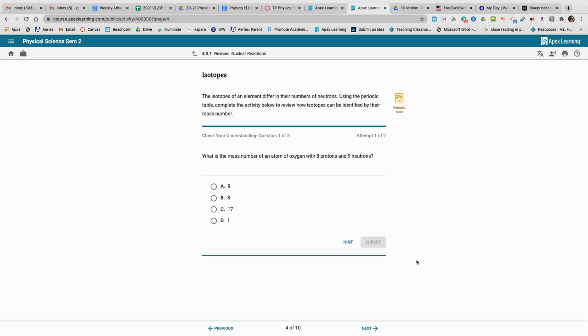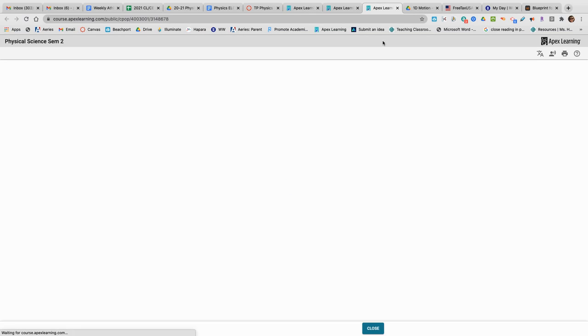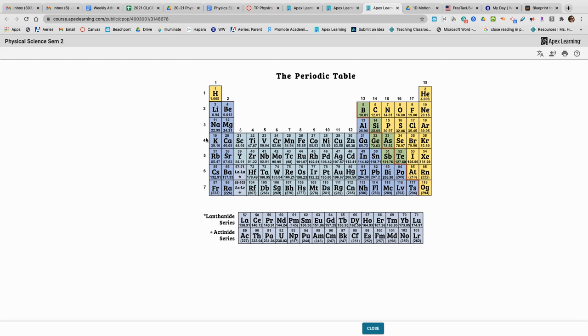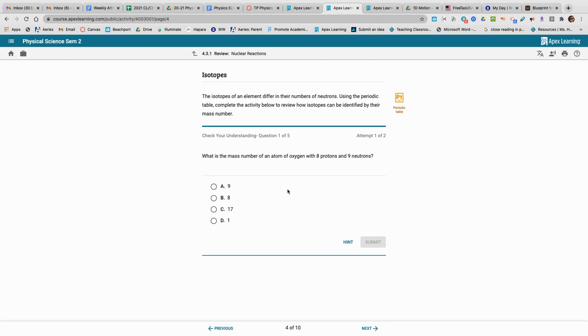Those are isotopes of hydrogen. What is the mass number of an atom of oxygen with 8 protons and 9 neutrons? To find the mass number, you will add those 2 numbers together. And you can always get those numbers from the periodic table that they show you here. This mass number, 47.87, is the average of all of the isotopes of that element.